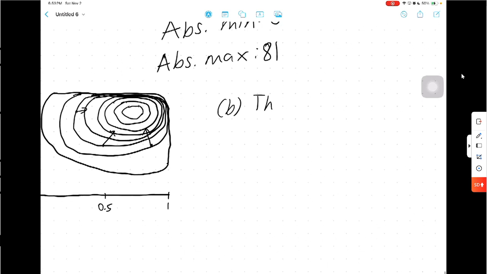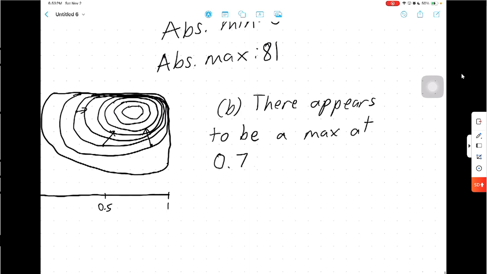B, there appears to be a max at (0.7, 0.8).